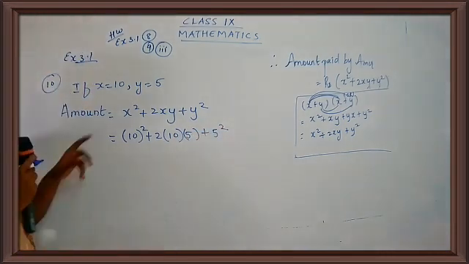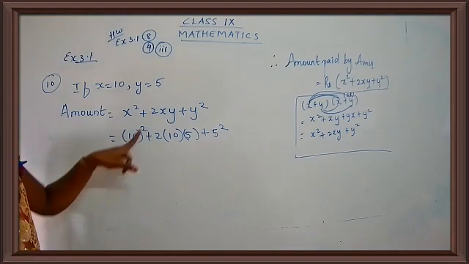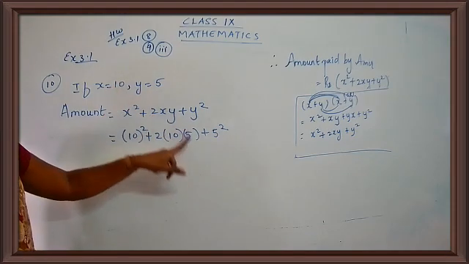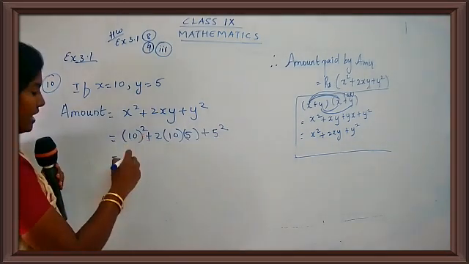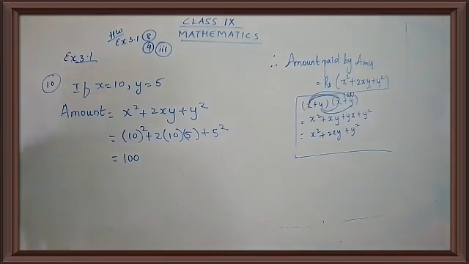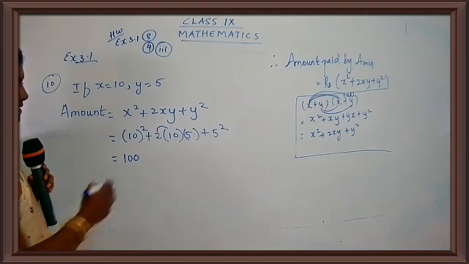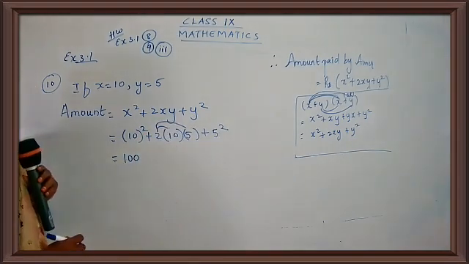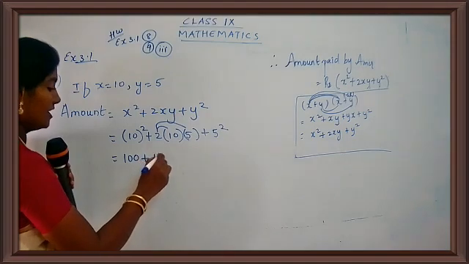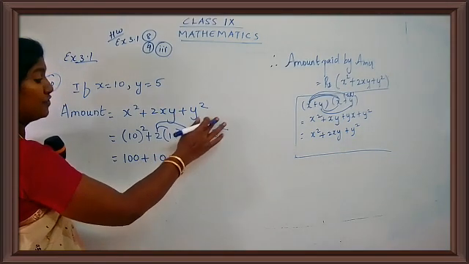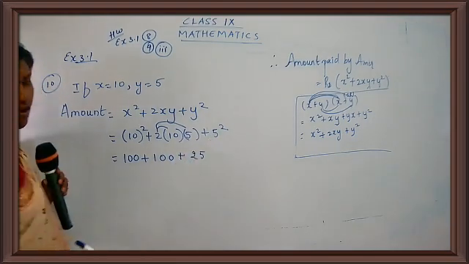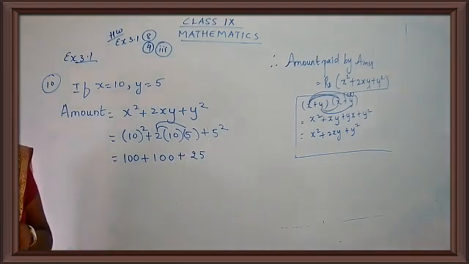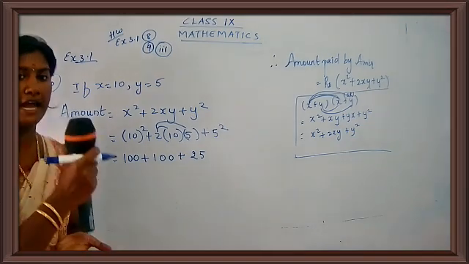What do you get here? X square means 10 square. 2 into 10 into 5 plus 5 square. So what do I get here? 10 into 10, 100. 10 square is 100. 2 into 10, 20. 20 into 5, 100. Again I get the answer 100. Plus 5 square. 5 into 5, 25. Do not write 10 there. It is wrong. 5 square means you have to multiply 5 two times. 5 into 5 gives you the answer 25.